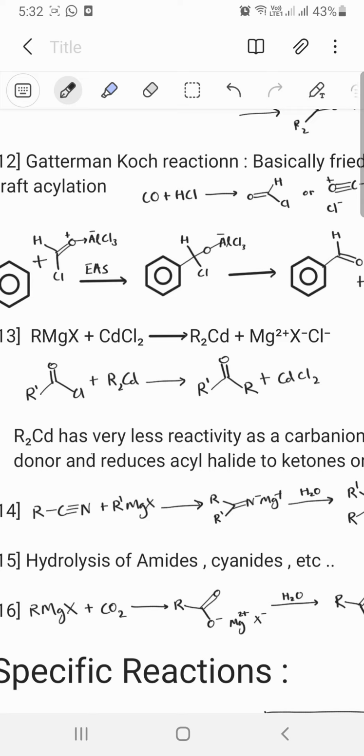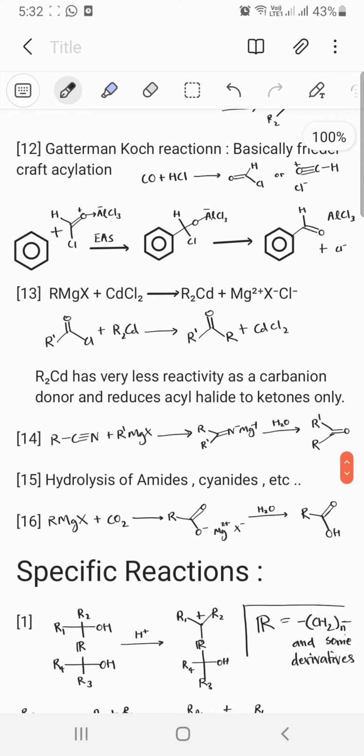So this is called Gattermann-Koch reaction. Fine. RMgX, Grignard, plus CdCl2 gives R2Cd plus Mg2+ X minus, Cl minus. Okay. R2Cd.